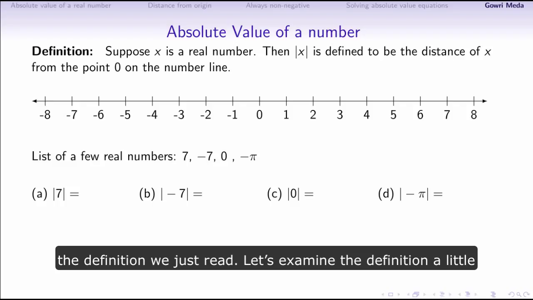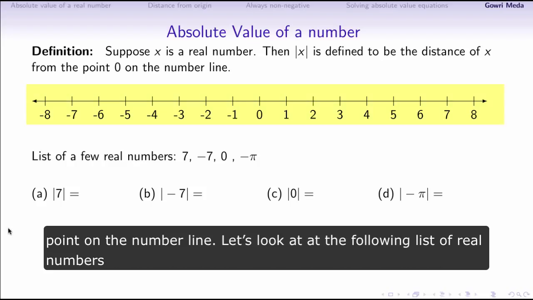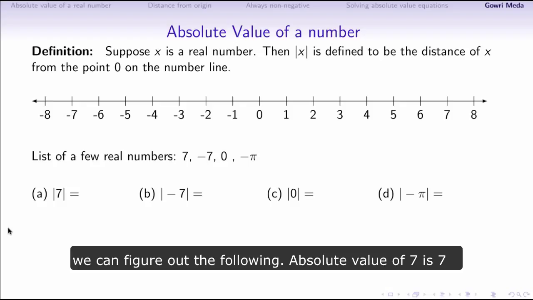Let's examine the definition a little further. So here's the number line. A real number is a point on the number line. Let's look at the following list of real numbers on the number line. By the absolute value definition, we can now figure out the following.